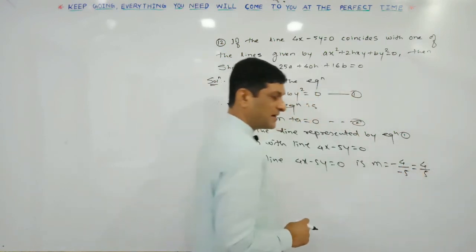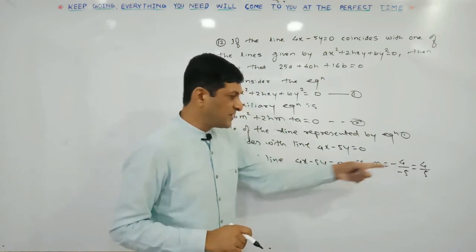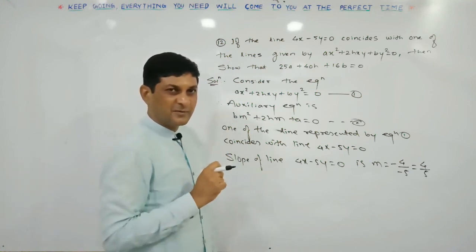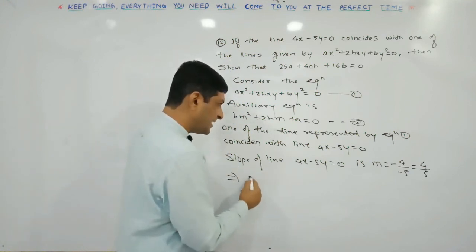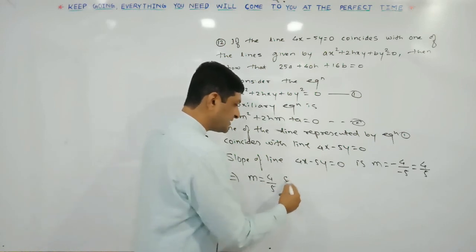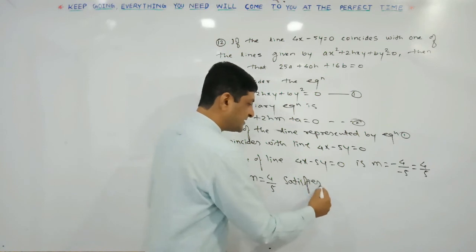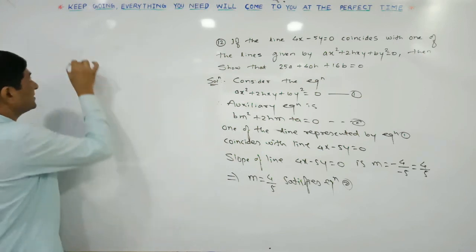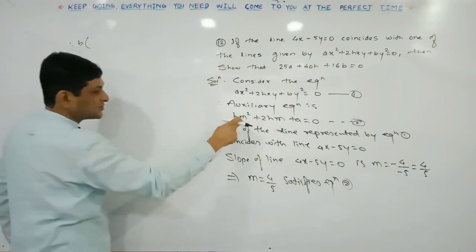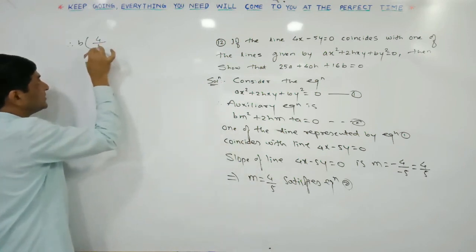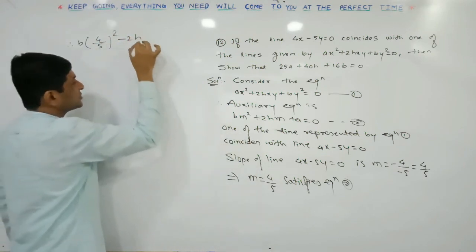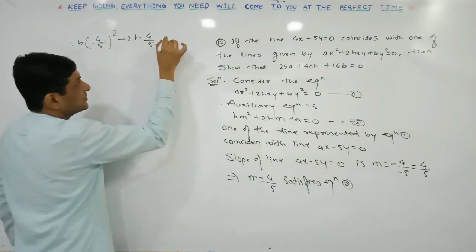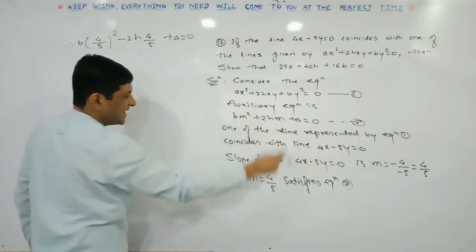Minus and minus from numerator and denominator will get cancelled. This is the slope of this line which coincides with the line represented by the homogeneous equation. That's why we can say that m is equal to 4 by 5 satisfies equation number 2, means this auxiliary equation. So therefore keep this b as it is, replace m by its value. What is the value of m here? 4 by 5. Keep square as it is, minus 2h into m. Again m I am replacing by 4 by 5 plus a is equal to 0. Just replace m by its value 4 by 5.